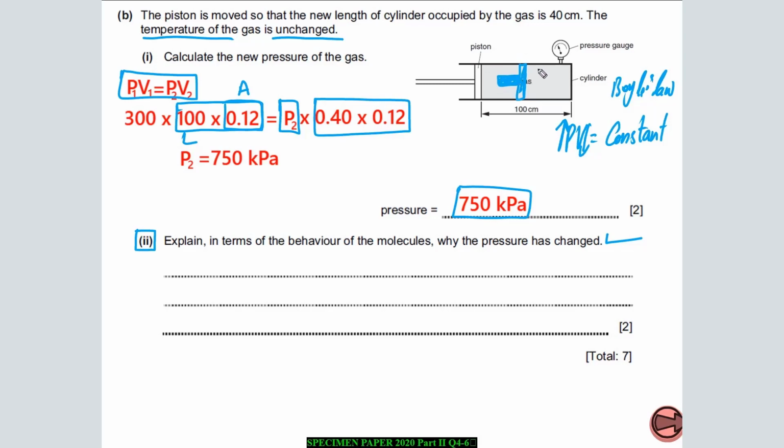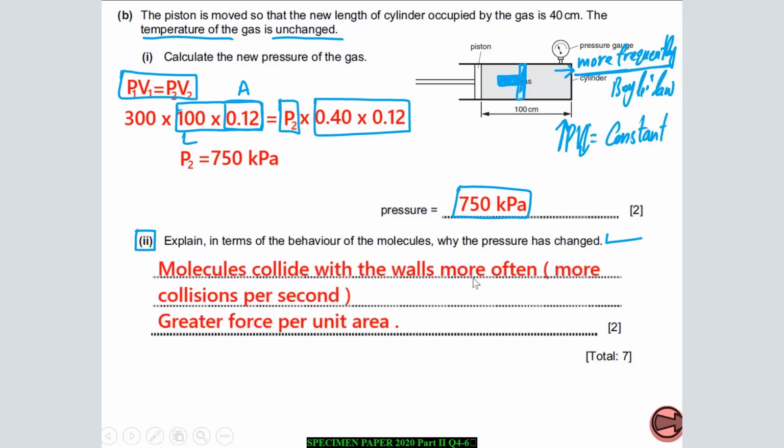Now the space has been decreased, so the molecules will hit the walls more often, more frequently. These are the keywords you need to understand. If the volume is decreased and temperature does not change, molecules will hit the walls more frequently. This is the point you need to understand. Now let's try to answer how we can write our final answer. So here is our final answer.